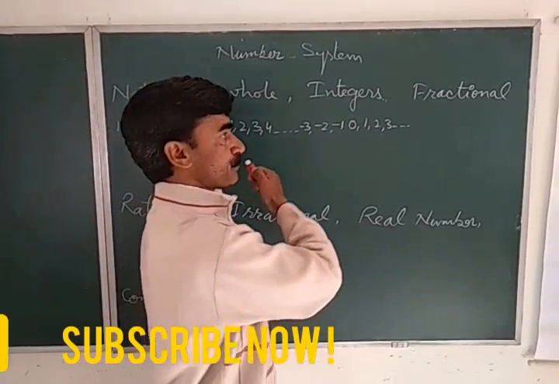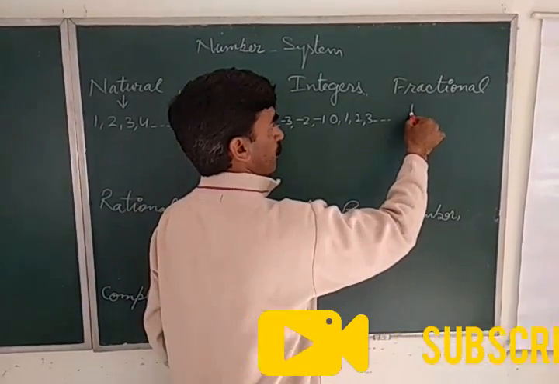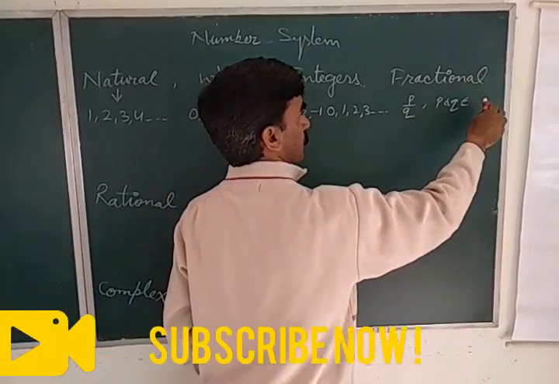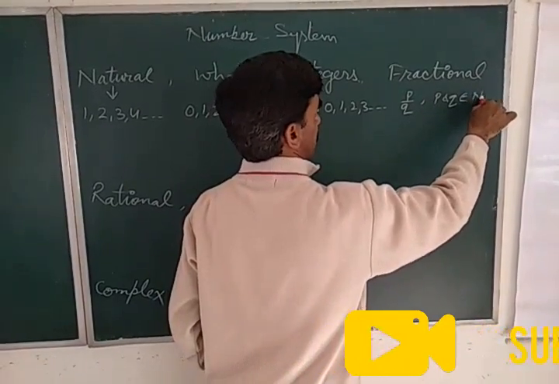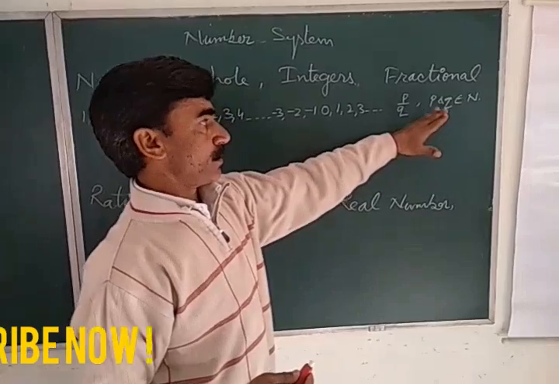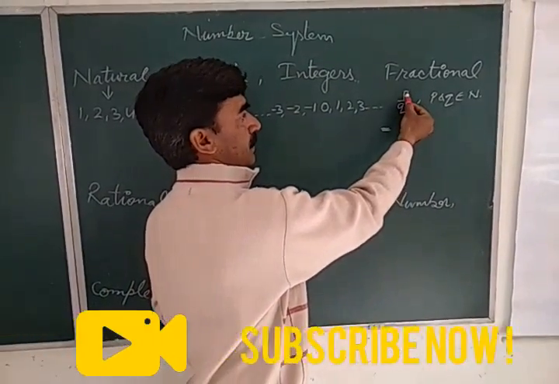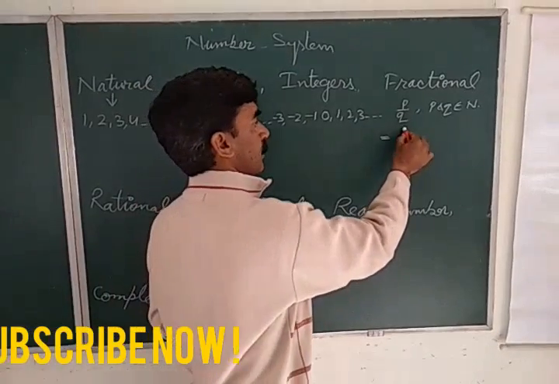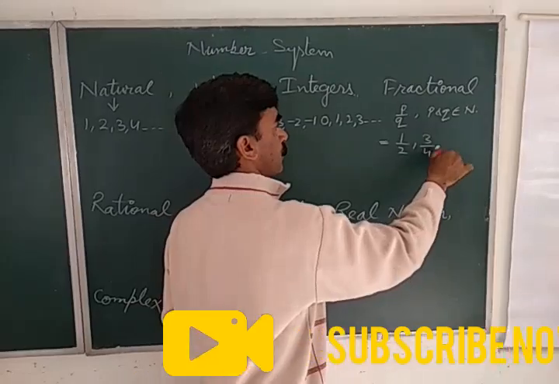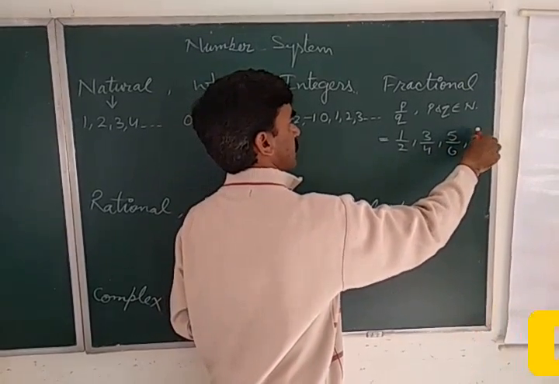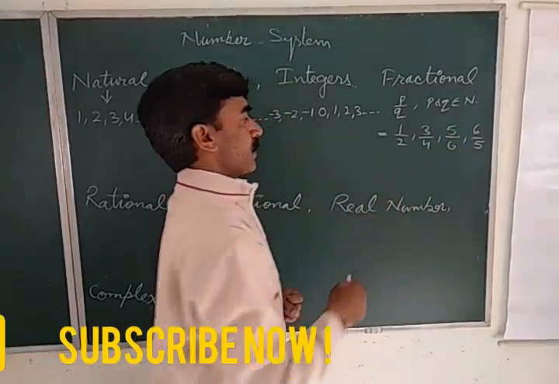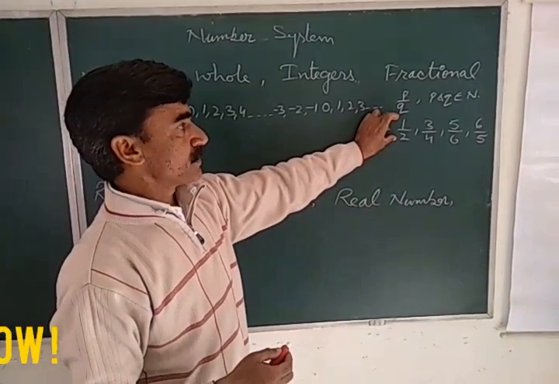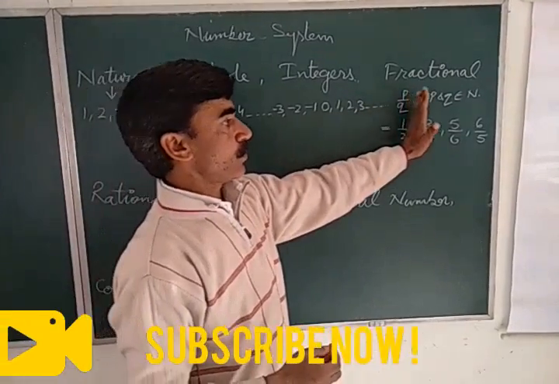Then fractional numbers. All the numbers written in the form of P upon Q, where P and Q belong to natural numbers. Now what does it mean? It means that P should be a positive integer, Q should be a positive integer. You can write 1 upon 2, you can write 3 upon 4, you can write 5 upon 6, you can write 6 upon 5. Doesn't matter. So numerator upon denominator, where both numerator and denominator are positive numbers, that is natural numbers. These are called fractional numbers.